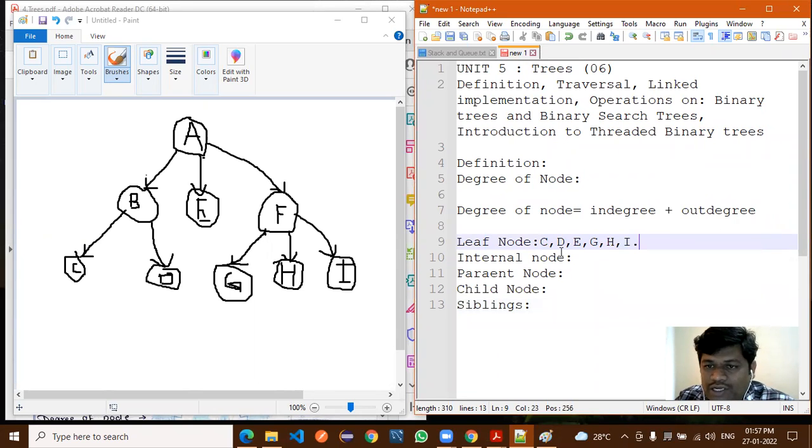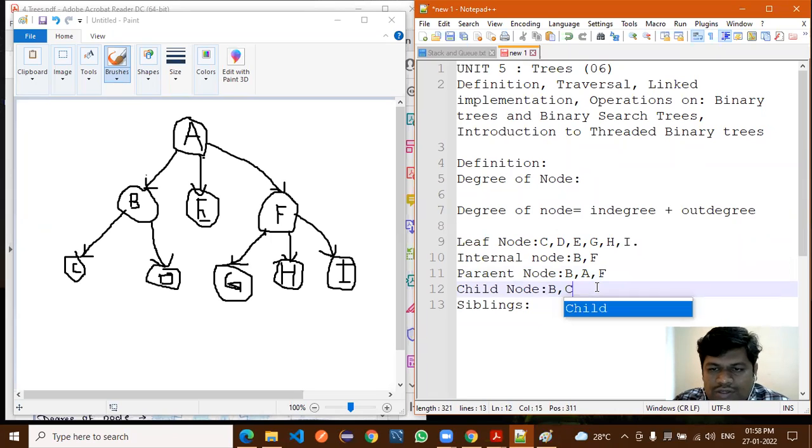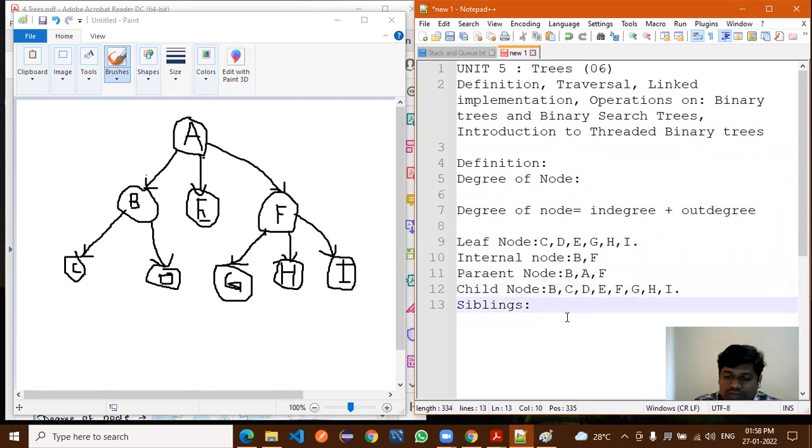So you are expecting it like this, right? Internal node B, F. Parent node A, B. Child node B, C, D, E, F, G, H, I. Now you have understood.